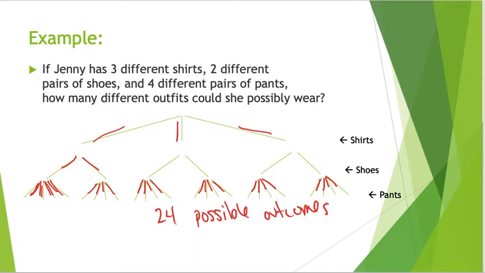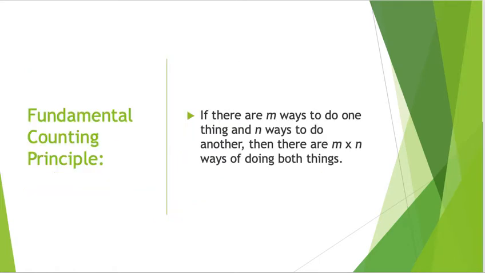So with that, we introduce you to the fundamental counting principle. The fundamental counting principle states that if there are m ways to do one thing and n ways to do another, then there are m times n ways of doing both things. So here's how we apply that to our example.